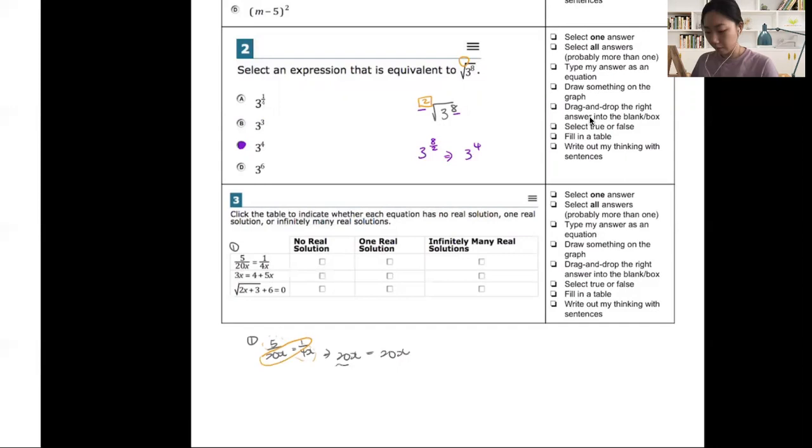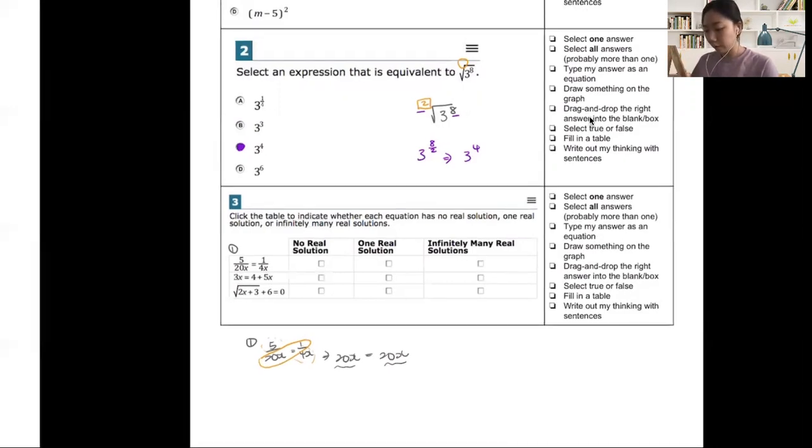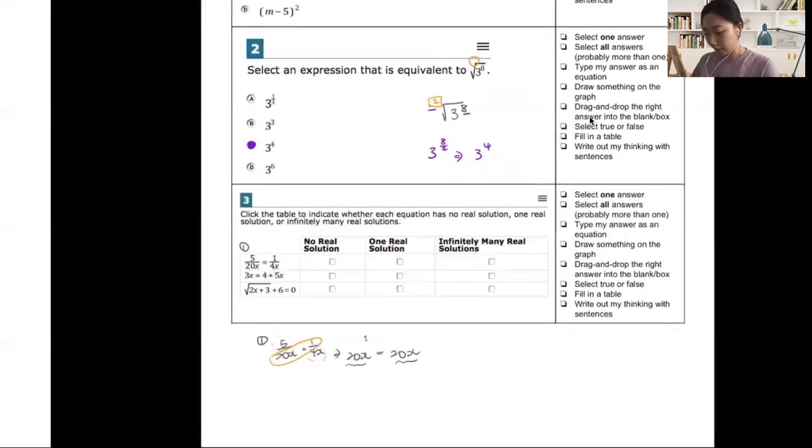Because we have the same expression on both ends, we know that any x will give us the same answer, right? Because if we plug in x equals 1, we plug in here and here, we'll get the same answer. So in this scenario, any x that is a real number will give us the same answer, right? So we have infinitely many real solutions because the two sides of the equation are the same. So any x that we substitute in will result in the same answer. So that's how we do number 1.